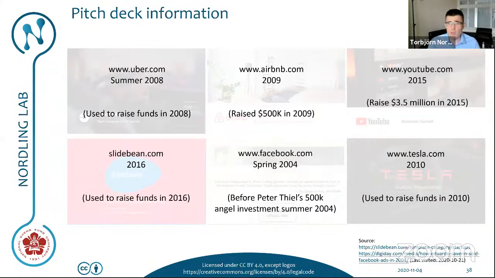And then the other ones are recreations done by Slidebean based on information they have obtained of the original pitch deck. So for Uber, we have the summer 2008 pitch deck. For Airbnb, the 2009 pitch deck used to raise $500,000 in 2009. And for YouTube, the 2015 pitch deck used to raise $3.5 million in 2015. I think this was actually when they became a part of Alphabet, if I remember correctly, or just before that. Now, then for Tesla, it's the 2010 pitch deck.